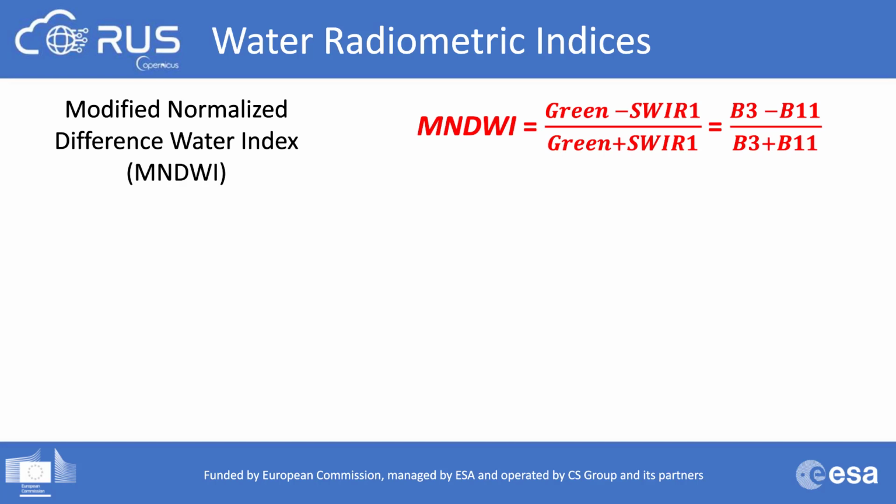The Modified Normalized Difference Water Index algorithm was developed by Xu in 2006 and can enhance open water features while efficiently suppressing and even removing built-up land noise as well as vegetation and soil noise. So it is almost the same as the previously described Normalized Difference Water Index, but instead of using the near-infrared band, in this case we are using shortwave infrared. And in case of Sentinel-2 data, it will be band 11.